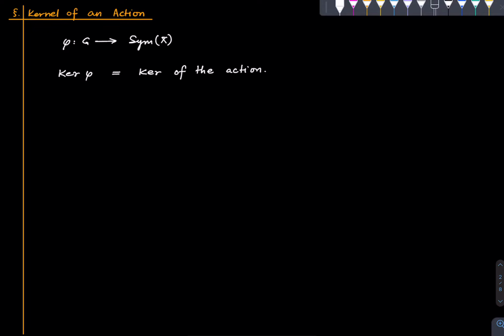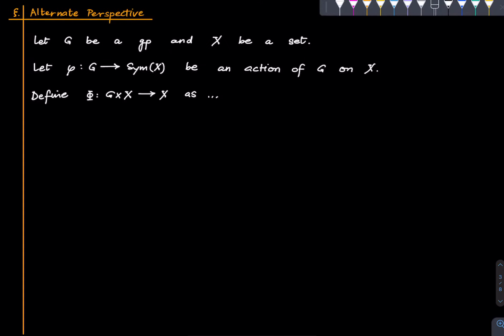Not at all a surprising definition. And what is this measuring? This is measuring how lossy this is, so how much information we are losing in this concrete representation of the group G. Right, so that's it. This had to be said, so I have said it. Great. There is an alternate way to look at a group action, and that is actually a very important way. So now let's do that, and then we will look at examples.